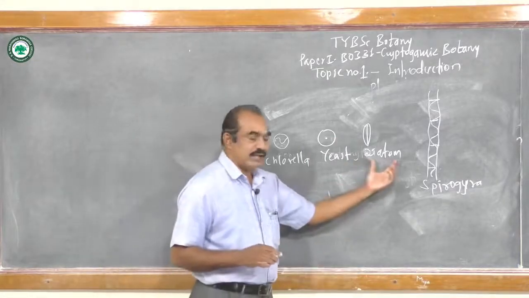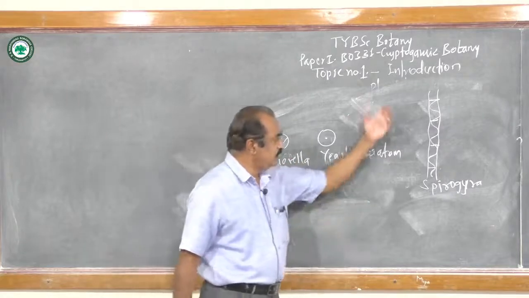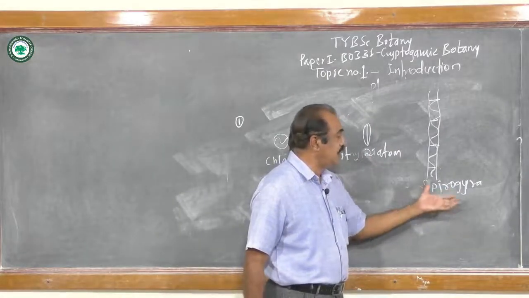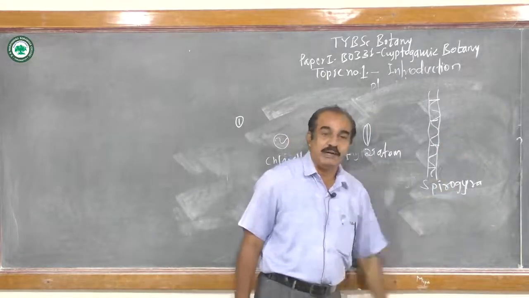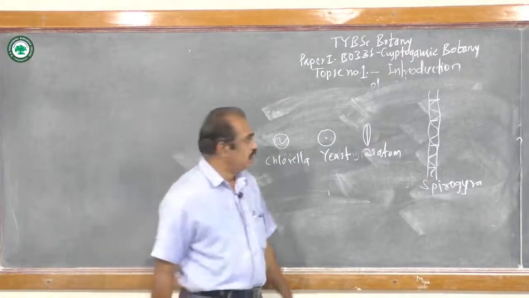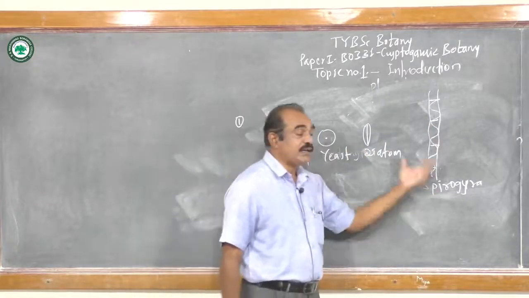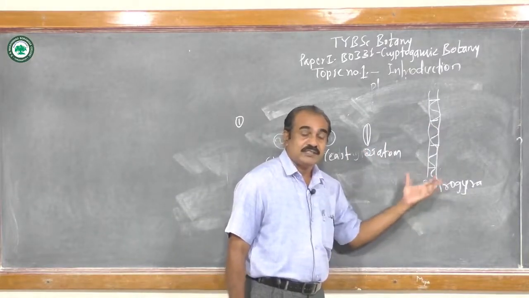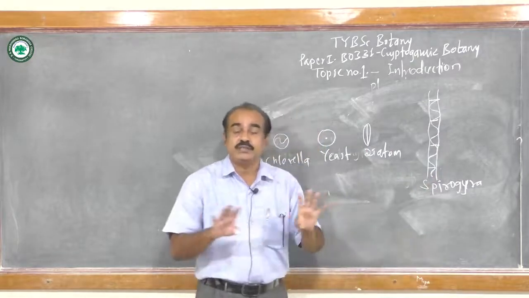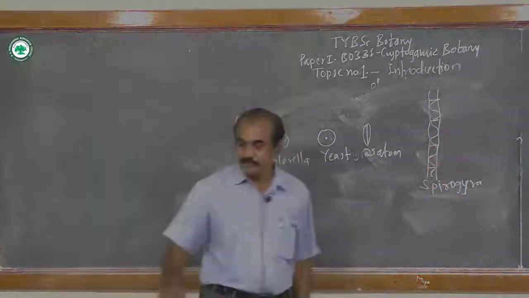And then there is the diatom. It is getting divided into two parts. Then there is another example of algae, that is Spirogyra. It is filamentous and multicellular, but all the cells are identical. Here the others are single celled, but Spirogyra is multicellular, but all the cells are identical. There is also no tissue differentiation. All the cells are equal to each other.